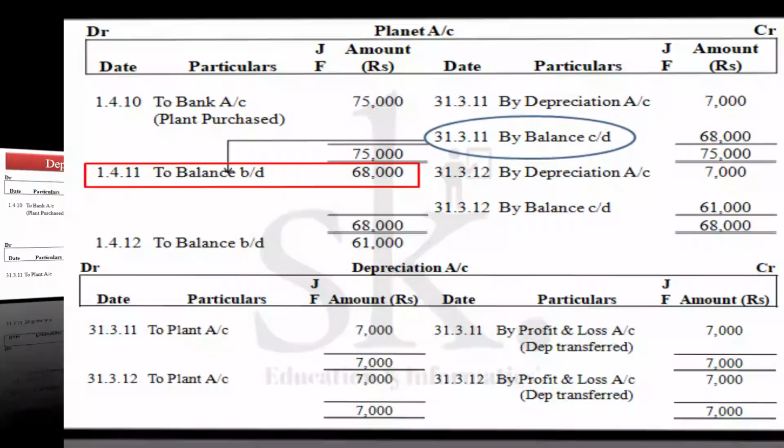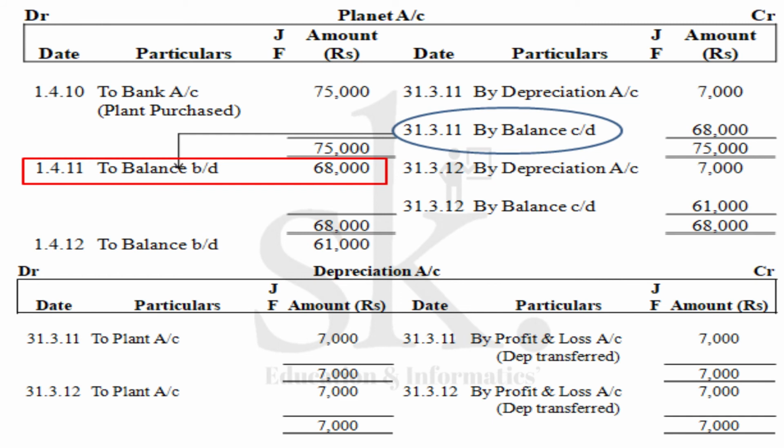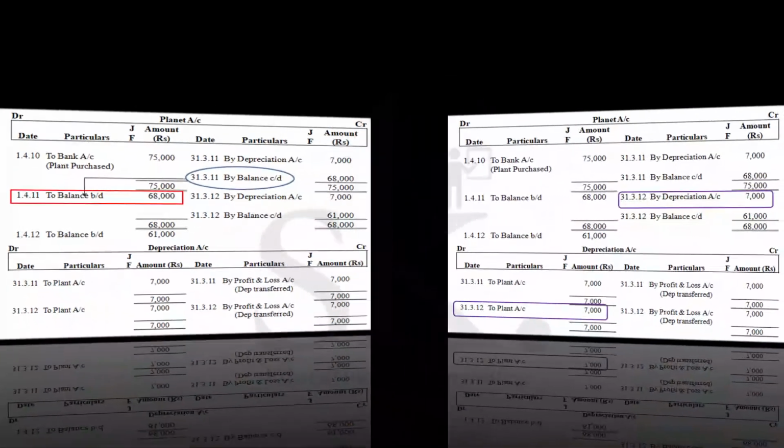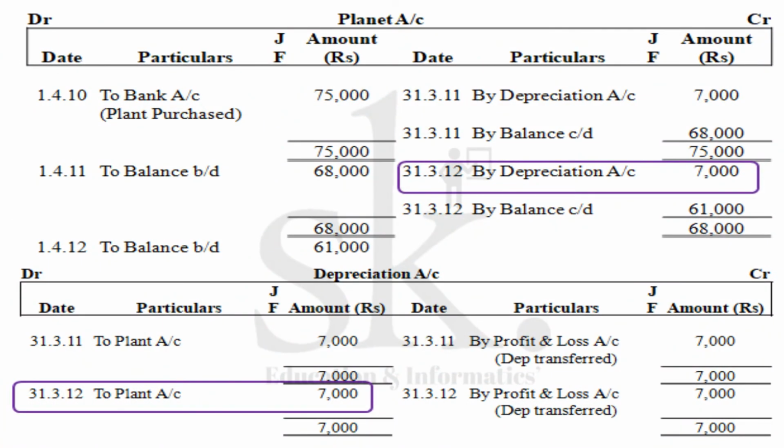Now let's move on to the second year. In the second year, we already have a balance of 68,000 from the first year. So we transfer that particular balance as on 1/4/2011 as balance b/d, 68,000. Now we move into the second year. Similarly, in the second year, we also have a depreciation amount. So we have deducted depreciation, "by depreciation" on 31st of March 2012, 7,000.